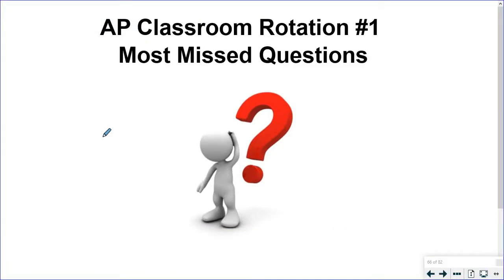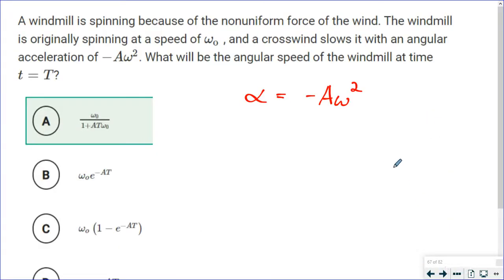All right, AP Physics, here's your most missed questions for the first rotation multiple choice review. There's not as many on this one, so good job to those who are taking it. This problem asks you to do a differential equation.